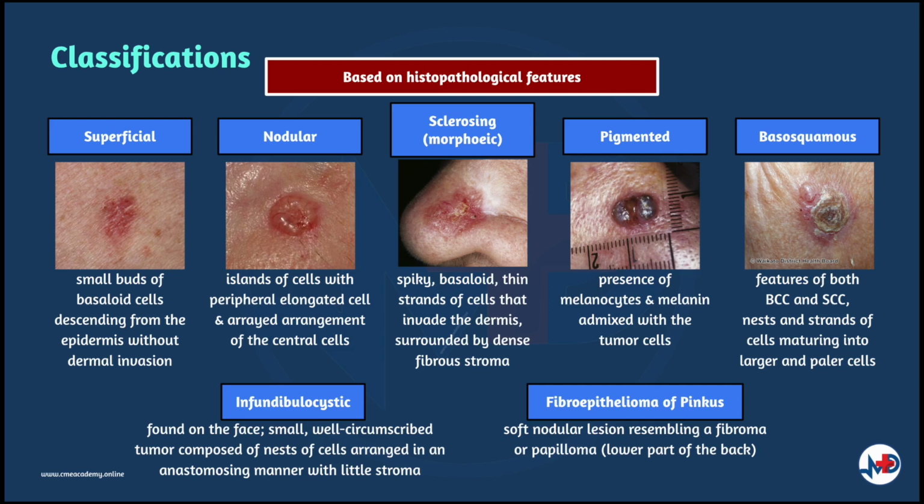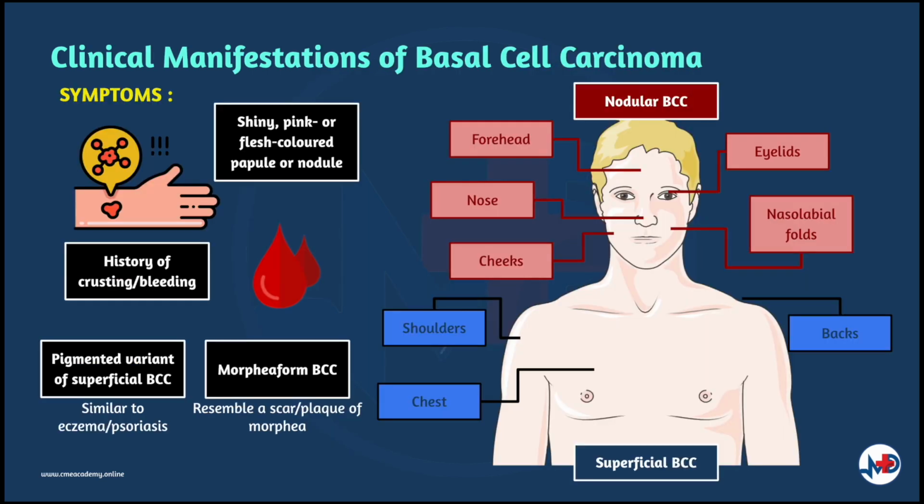Fibroepithelioma of Pinkus has soft nodular lesion resembling a fibroma or papilloma and is frequently found at the lower part of the back. Patients will complain of skin changes such as appearance of shiny pink or flesh-colored papules or nodules.